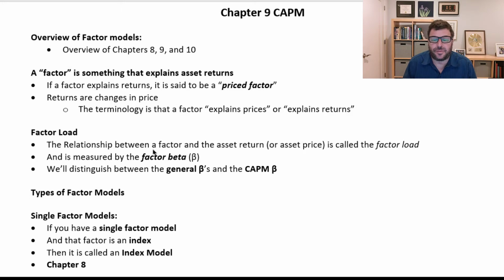Chapter 9, the Capital Asset Pricing Model. The Capital Asset Pricing Model is a model that we can use to describe the returns of an individual asset or an individual stock or a portfolio using the return of the market as a priced factor.